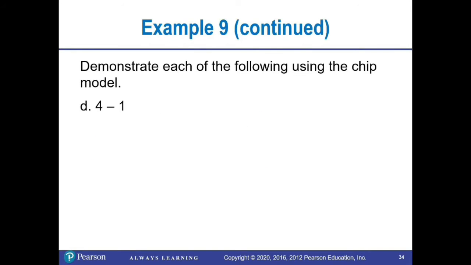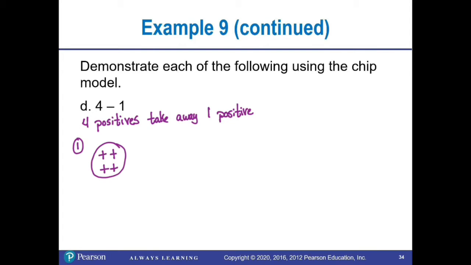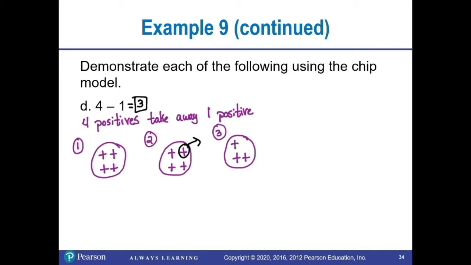Let's look at part D. We have 4 minus 1. The 4 tells us we start with 4 positives. The minus tells us to take away, and we take away 1 positive. So I start my circle with 4 positives. Then I'm going to take away 1 of those positives, and I'm left with 3 positives. And so 4 minus 1 is 3.